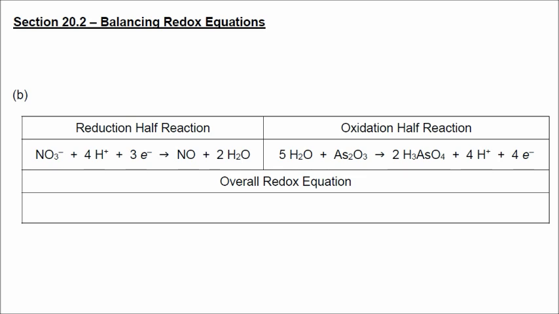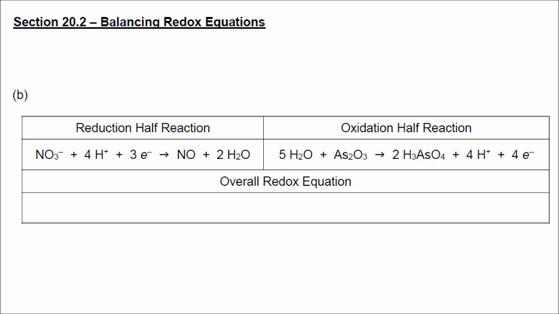And then we have diarsenic trioxide. It's being oxidized to arsenic acid. Arsenic is going from +3 to +5. That would normally be a change of 2 electrons, but since 2 atoms of arsenic are undergoing this change, there's 4 electrons involved.